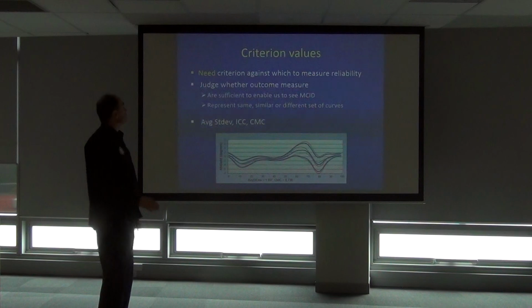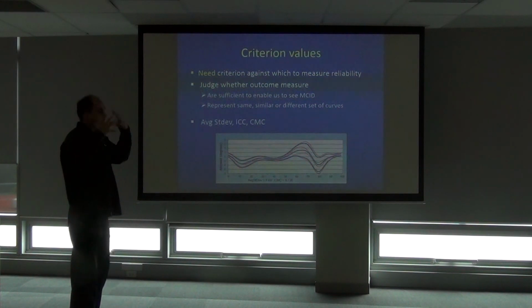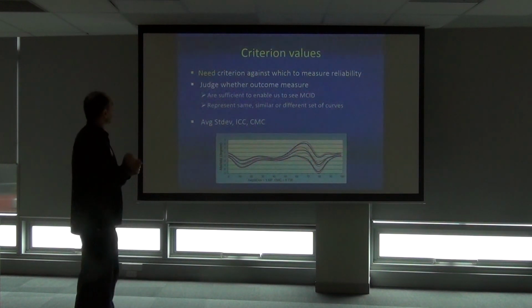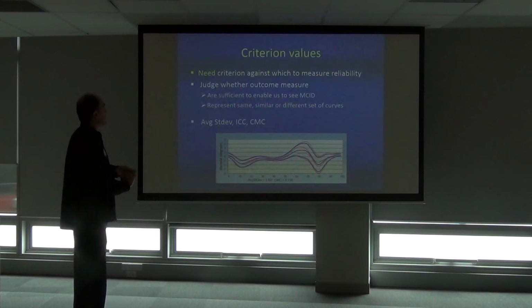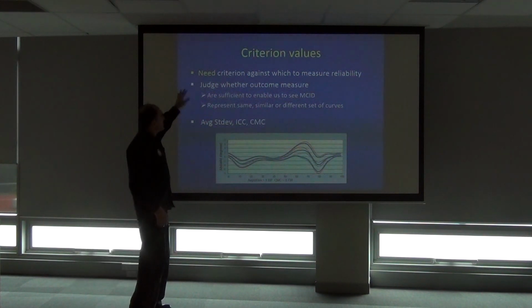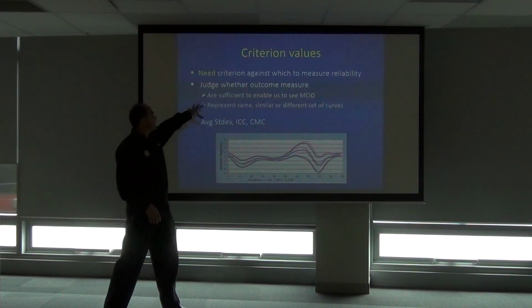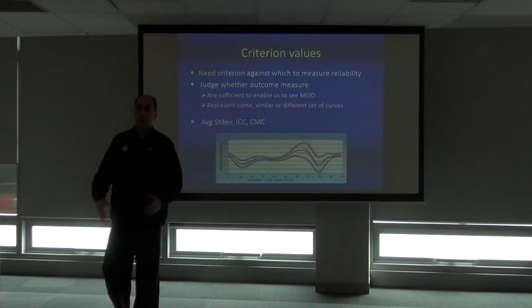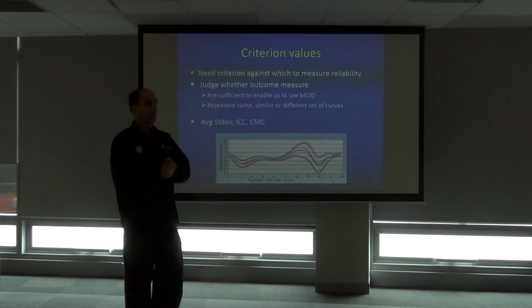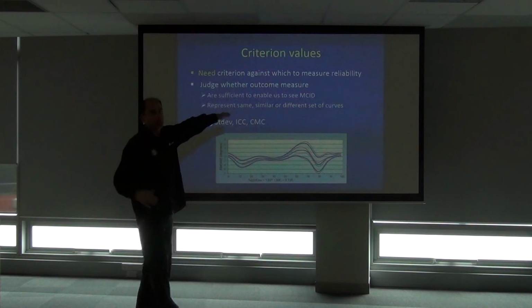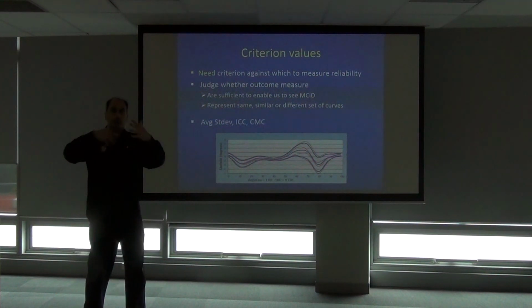Okay, we'll move on from that. So, criterion values. We're getting into some work here. We need criterion measures against which to measure reliability. We need to judge whether outcome measures are sufficient to meet some minimal clinically important difference. So these are our average, standard deviation, coefficient of multiple correlation, ICC.